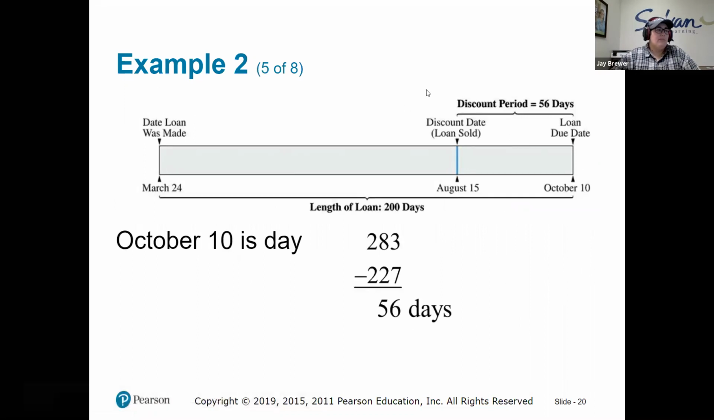This diagram might help some of you a little bit better, but honestly, what I did is I took the length of the loan, and then I subtracted to get the August 15th date, and then I added to get to the October 10th. So I did mine a little bit different, but either approach would get you there. As long as you get the 56 days, you're fine.